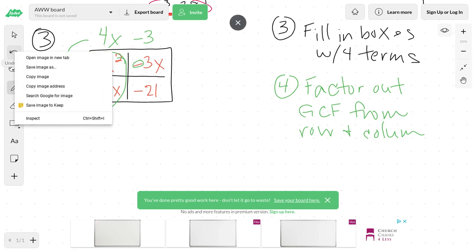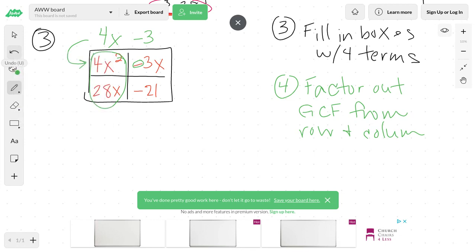Okay, so now we can do our rows. So our first row is this one right here. So 4x squared and negative 3x. The GCF between 4 and 3 is just 1. And then between x squared and x is x. So we can pull out 1x. It is going to be positive because its neighbor is positive. Then we look at our second row. We have 28x and negative 21. The GCF between that is a positive 7 because our 28 is positive. Its neighbor is positive, and they don't share a variable.